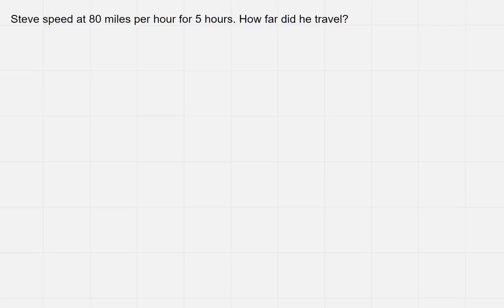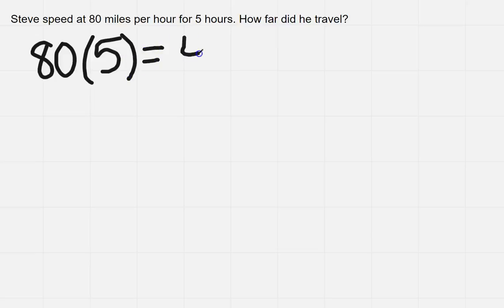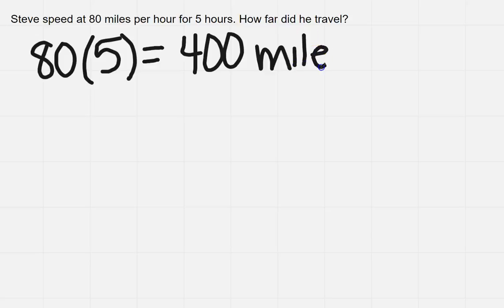So if he's going 80 miles an hour, so every hour he goes 80 miles, and he's gone for 5 hours, how much is the total? Most people, when you look at it, you're just going to say, okay, he went 80 miles an hour, and he was gone for 5 hours, so that's going to be a total of 400 miles. Now maybe you didn't see that, and that's okay.